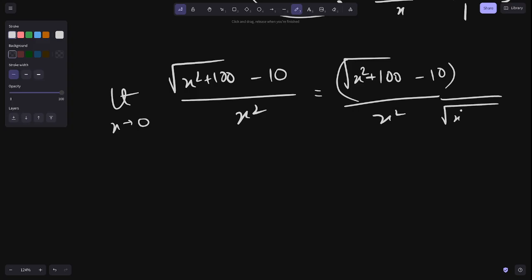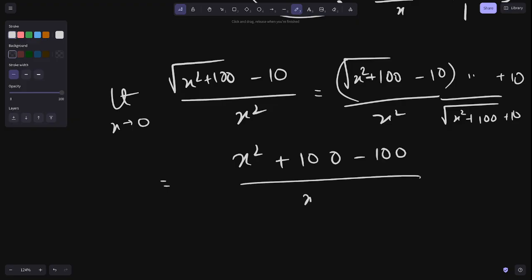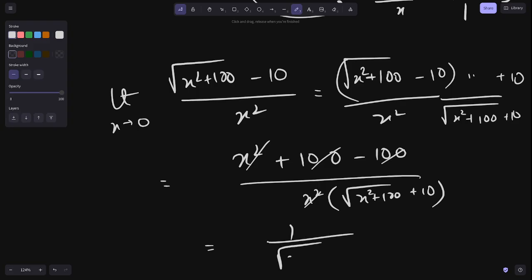So the conjugate will be root over x square plus 100 plus 10, and when you multiply the top it will become x square plus 100 minus 100, by x square into (root over x square plus 100 plus 10), right? This gets cancelled, this gets cancelled, so this becomes 1 by root over x square plus 100 plus 10.